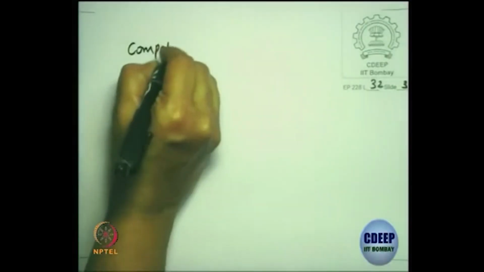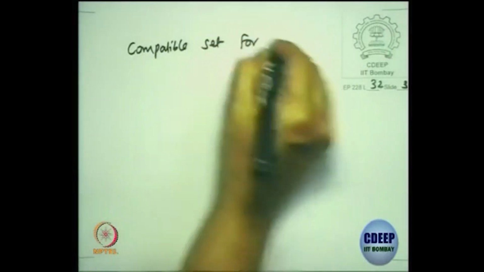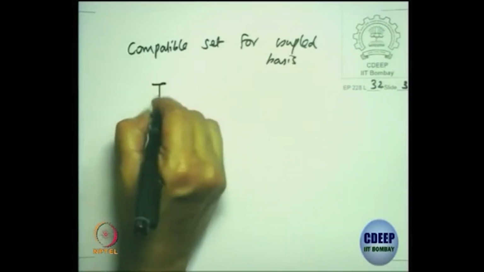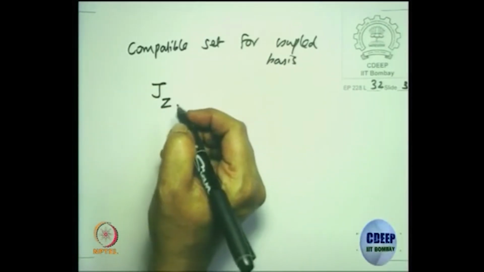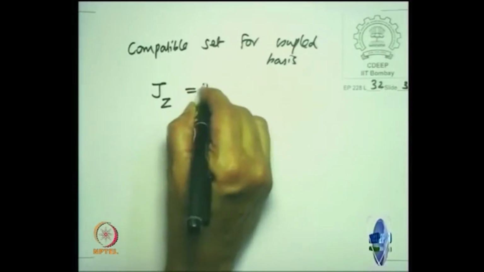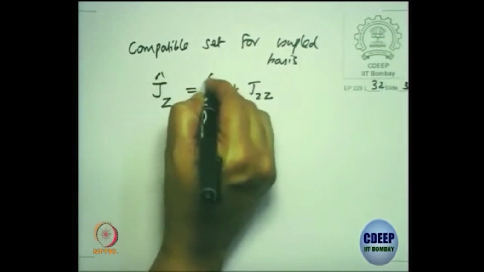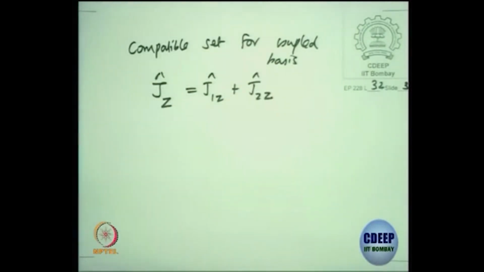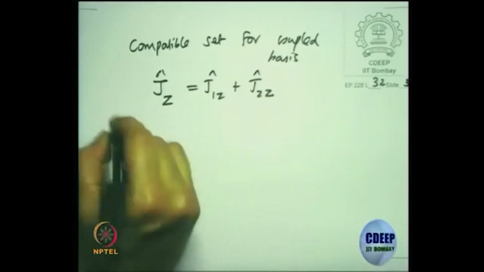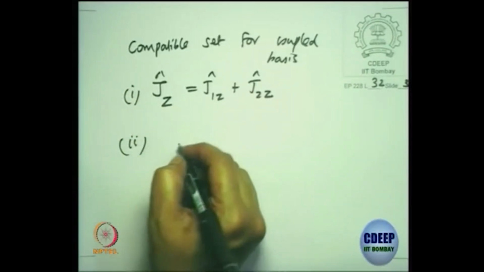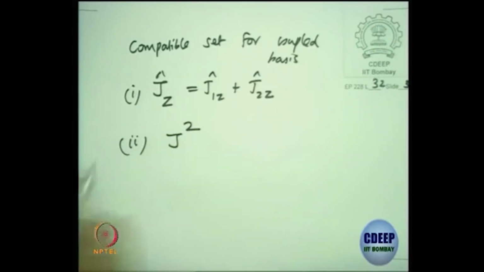So what is the compatible set for the coupled basis? For the coupled basis, it is the total Jz, which formally you can write as J1z plus J2z. But you should remember how you should operate appropriately on this. This is one operator. What about the compatible set? The second one is J squared, the total J squared.